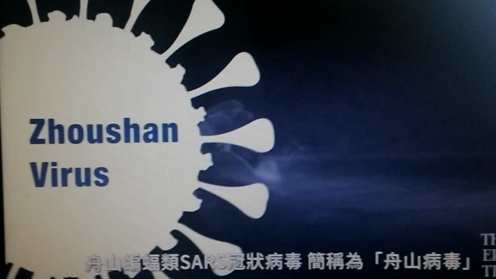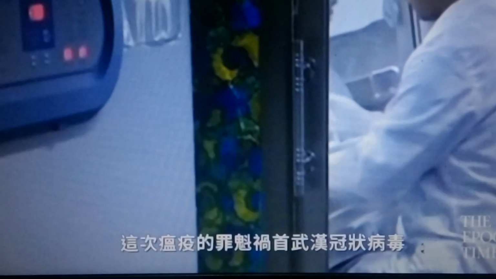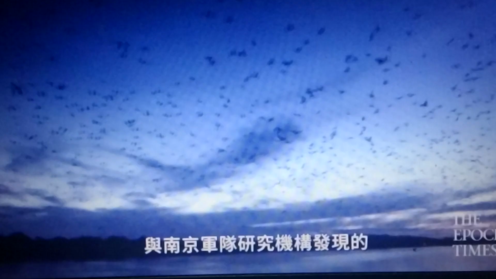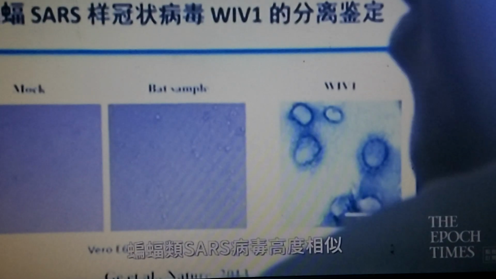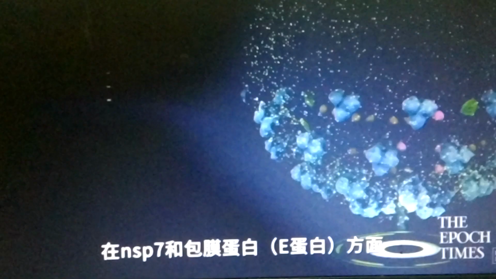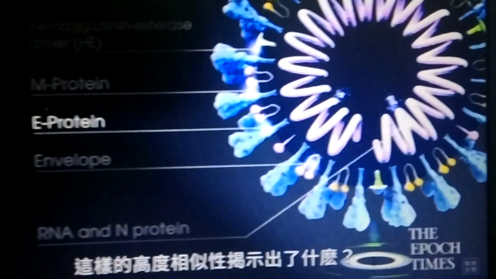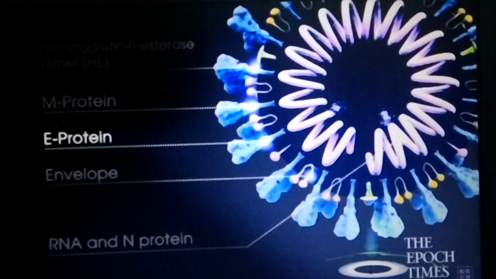Jiaoshan virus. In short, scientists found the Wuhan coronavirus, the current pandemic, is highly similar to a bat SARS-like coronavirus previously discovered by the Nanjing Military Research Institute, showing 100% amino acid similarity in NSP7 and envelope protein, the E protein. What does this high similarity reveal?